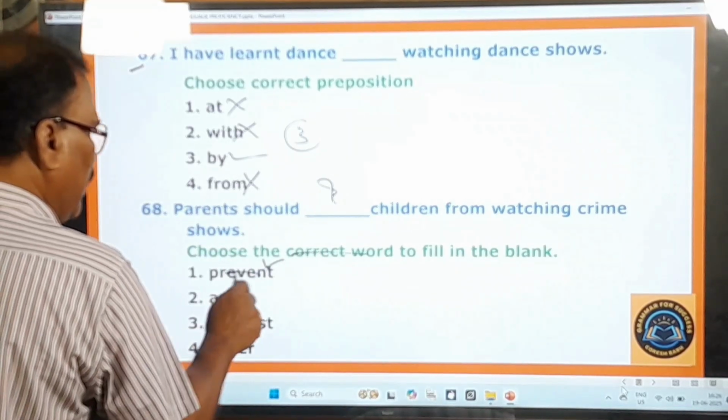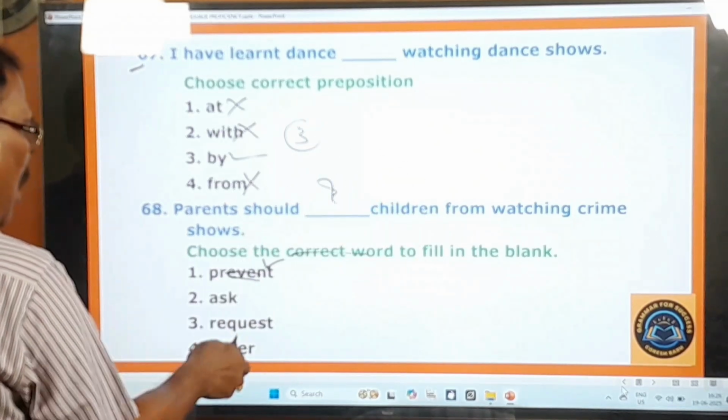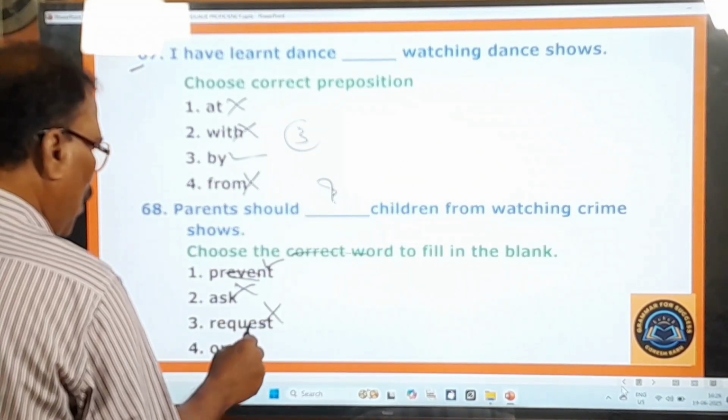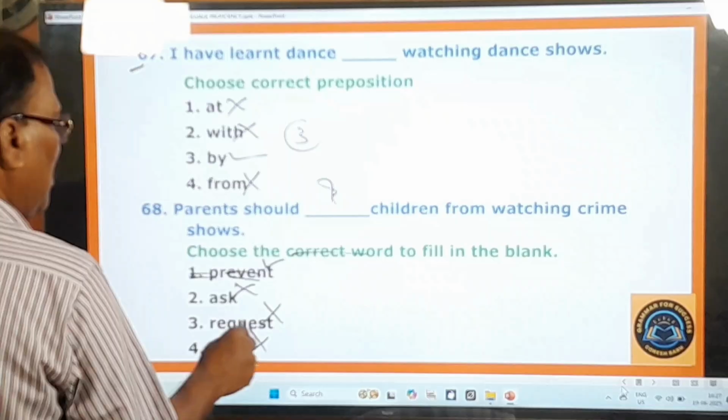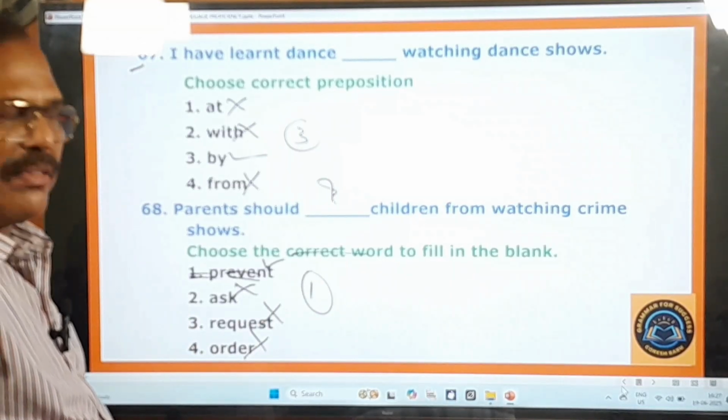Parents should prevent, stop children from watching crime shows. Ask no, request no, order no, but only prevent. So the very first one is the right one. Okay, now you move on to other questions.